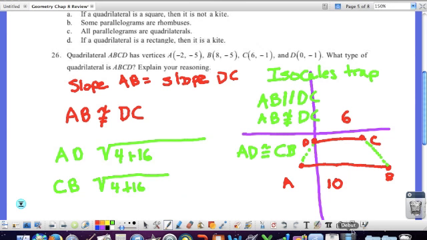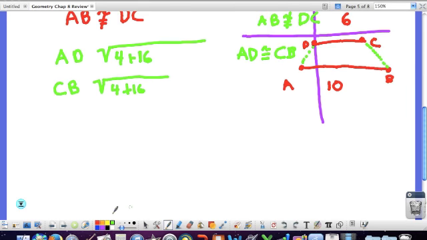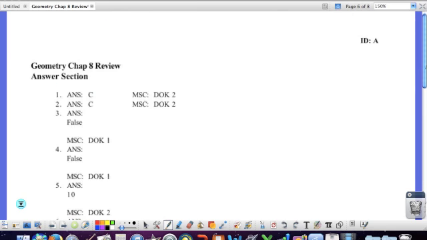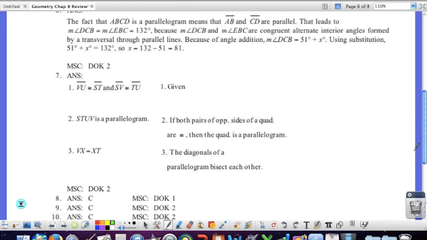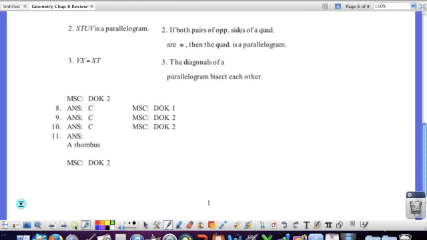Hope all of this has helped you to be able to study well for your test. If you missed any of the answers somewhere along the way, you can freeze this, look through this. Here they all are.